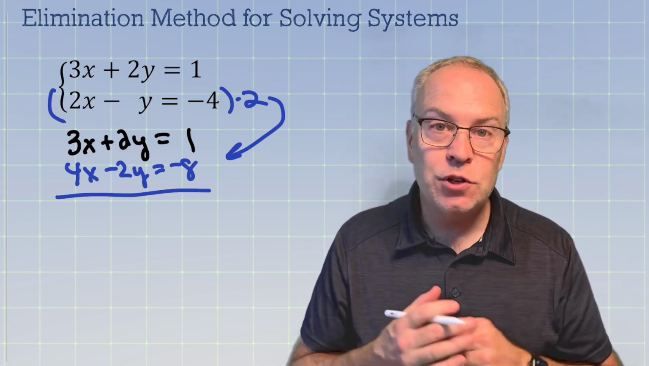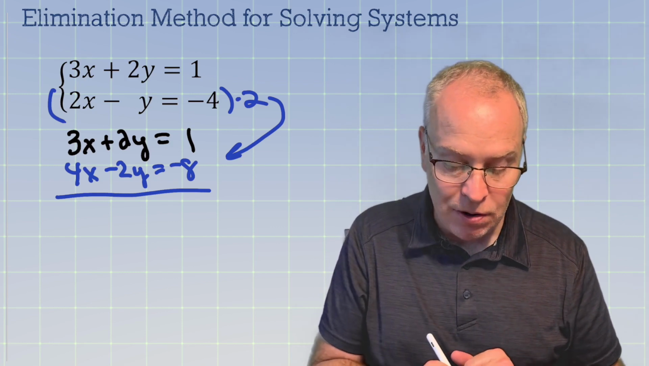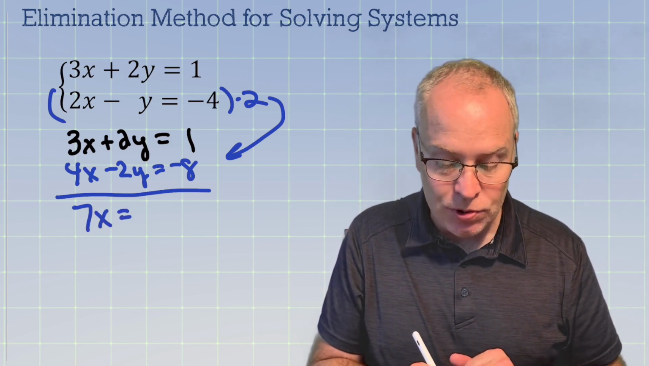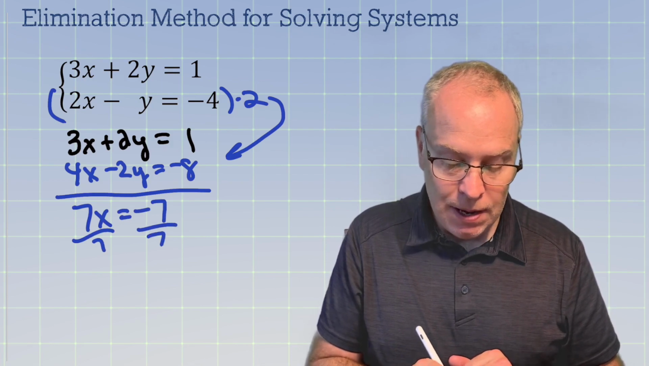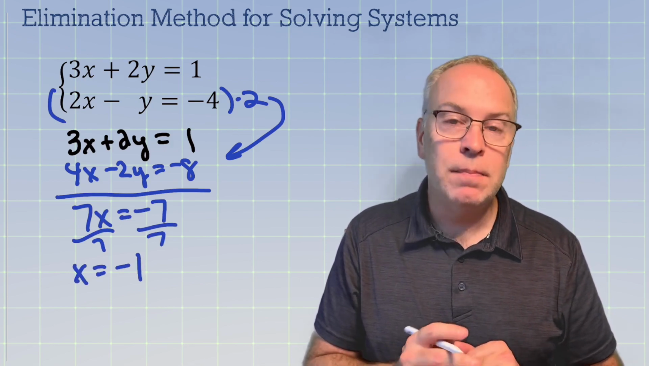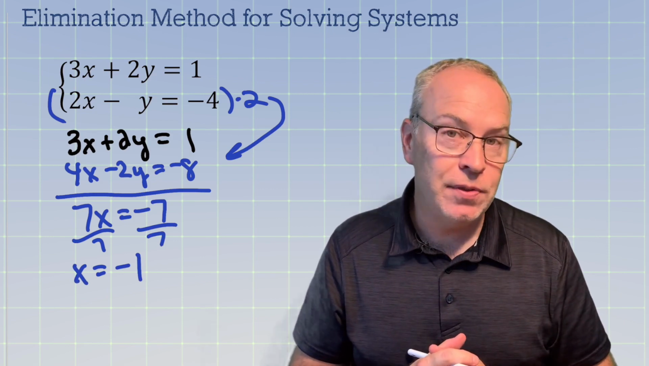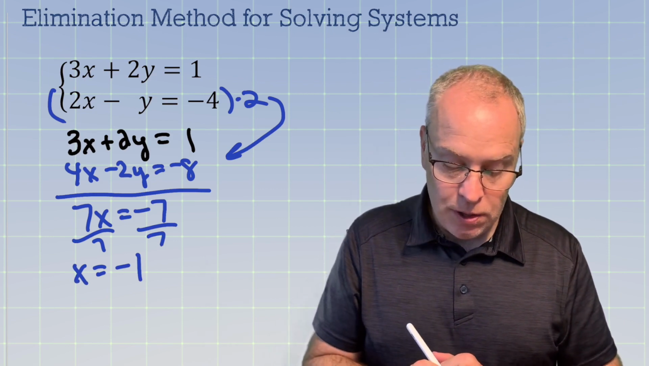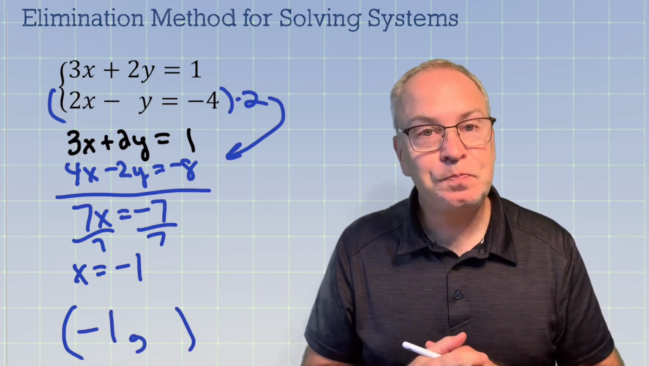Now, after that transformation, if we add the two equations together, the y's add up to 0. We get 7x equals -7. Divide by 7, you see that x equals -1. We could not have gotten that first answer, x equals -1, without that transformation. So the first part of the answer is -1 comma something.